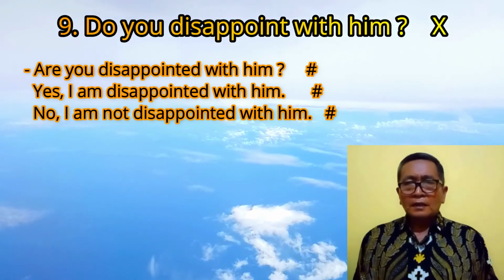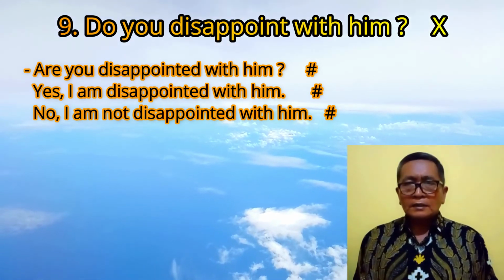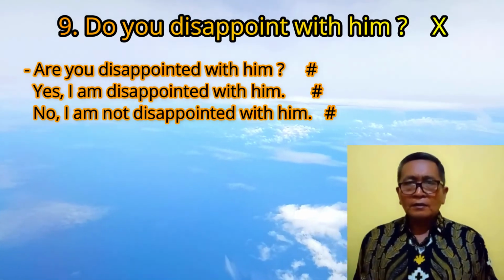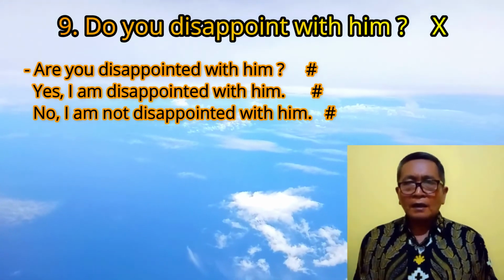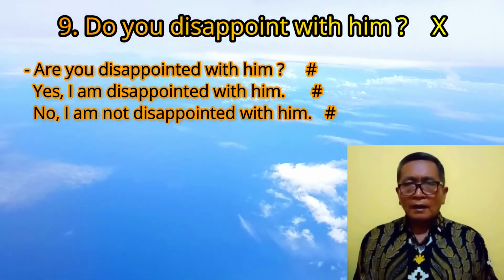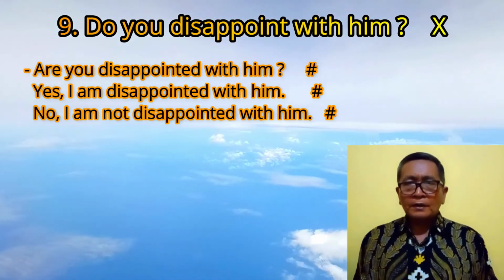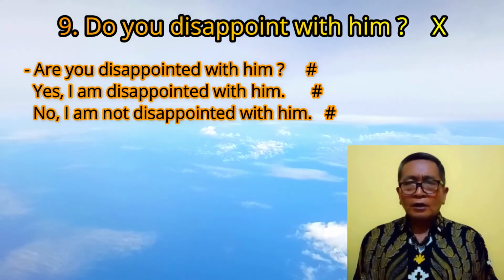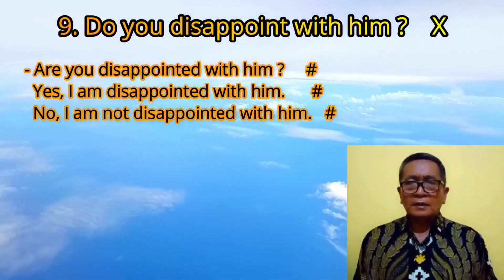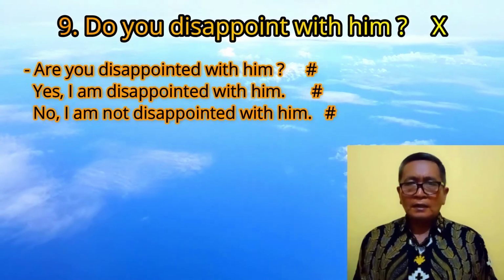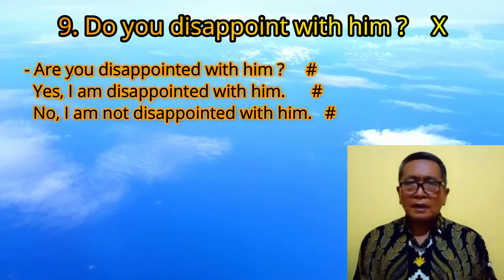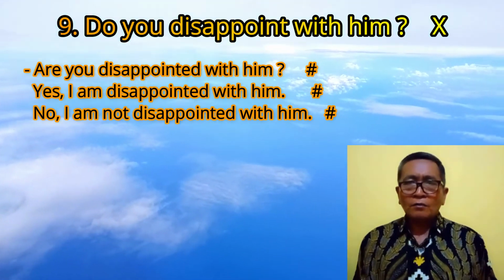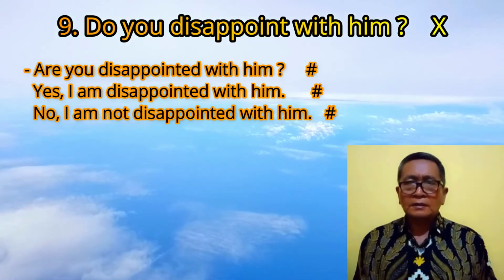Why? Because he disappoints you. This is active. So the passive, I am disappointed with him. You are the object. The subject is he. He makes you disappointed and you are disappointed. Okay. I don't want you to make the same mistakes.